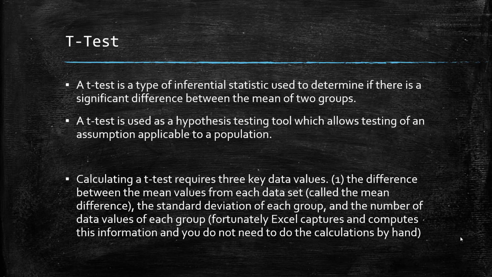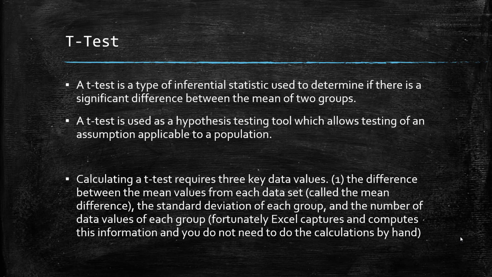It requires the standard deviation of each group. We know we get that when we calculate our descriptive statistics. We get the mean, we get the standard deviation, and the number of data values of each group. So however many is actually in your group, however many data values were gathered.